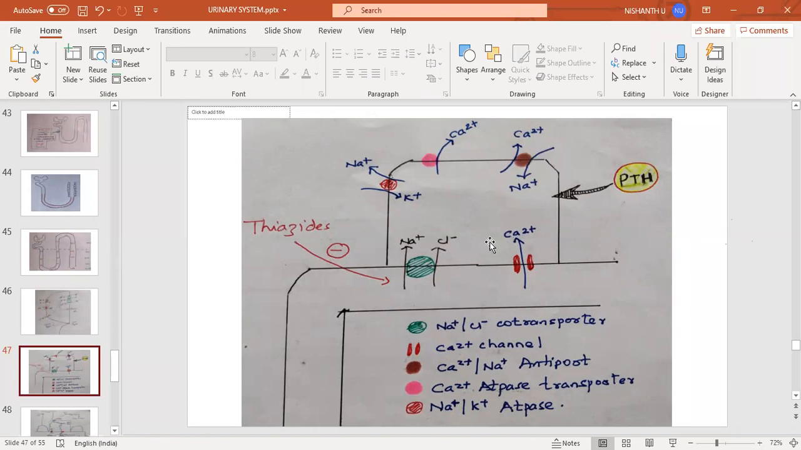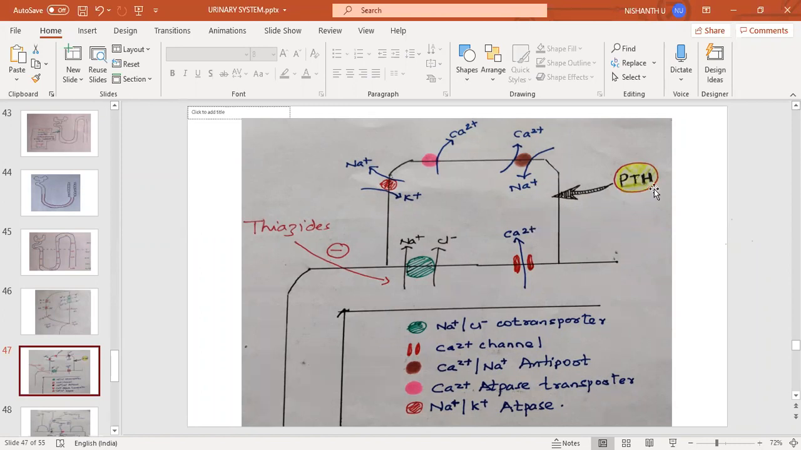But here the calcium movement, whether you talk about the calcium channel, the calcium ATPase transporter, or the calcium sodium antiport, all these things are promoted by the hormone called parathyroid hormone. So here the calcium reabsorption is promoted by the parathyroid hormone. Earlier, in the thick ascending loop of Henle, what we discussed had nothing to do with parathyroid hormone, but here it is because of parathyroid hormone.